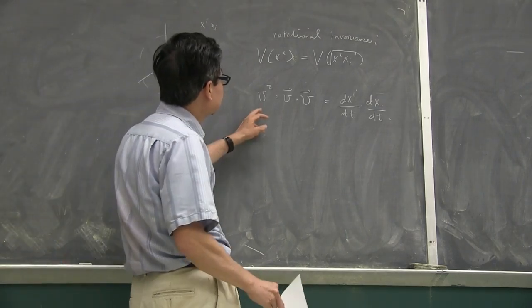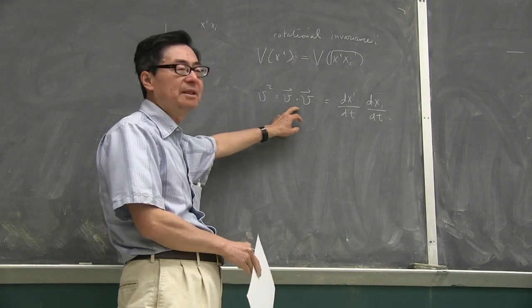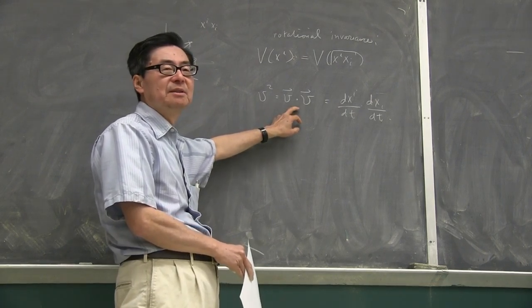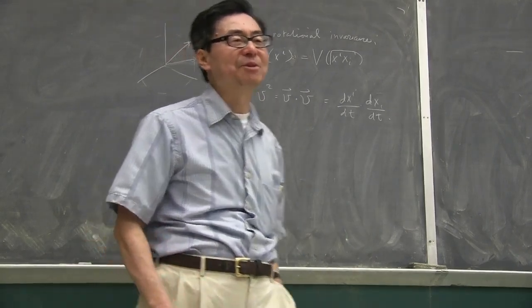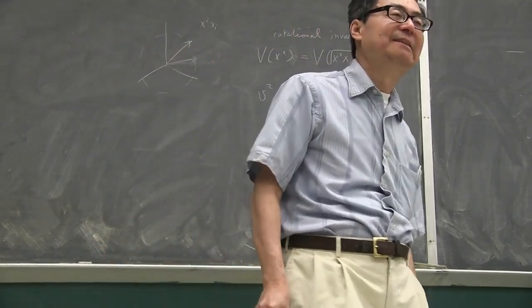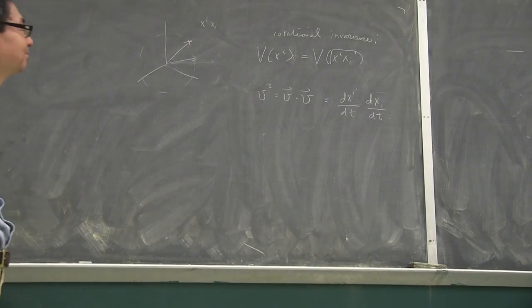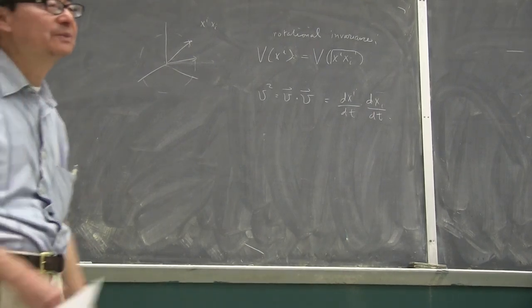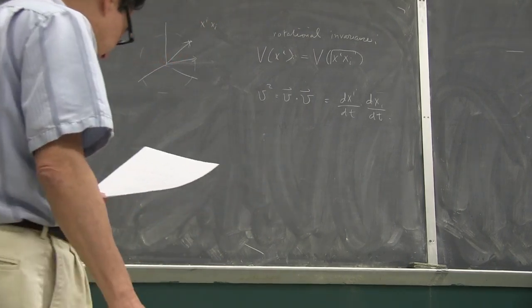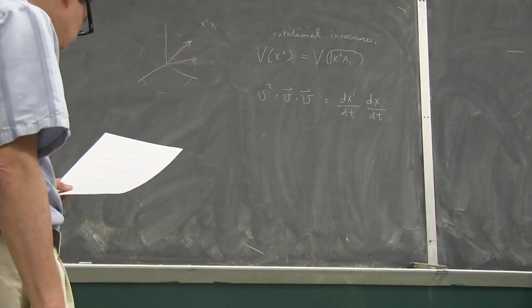You don't even have to write it like that. v squared is the scalar product of a vector with itself. By its nature, a scalar quantity is always rotationally invariant. A scalar quantity doesn't depend on the direction. So the entire Lagrangian is rotationally invariant.